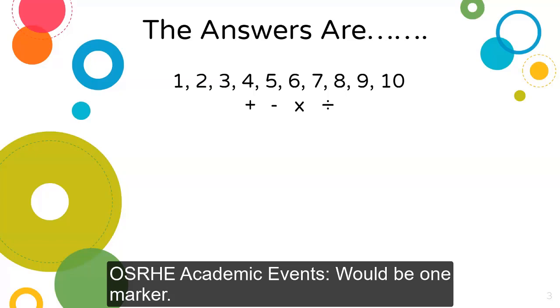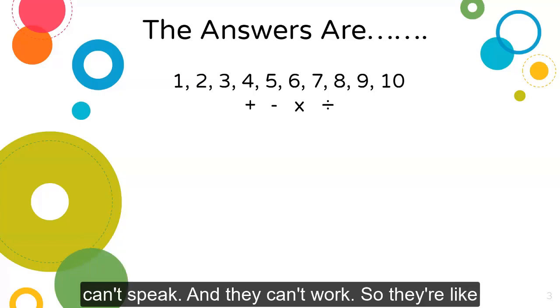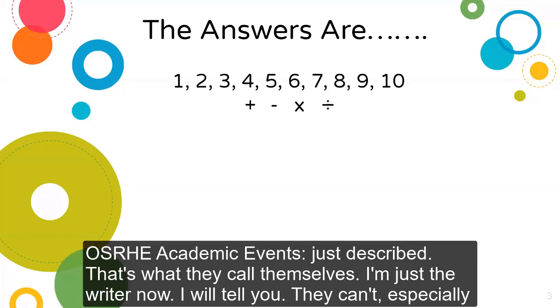Yeah, for sure. Okay, so rules in my classroom, because since we're not in a classroom, the rules in my classroom would be one marker. So there's one marker. The person with the marker cannot work the problem. They can't speak and they can't work. So they're just a scribe. That's what they call themselves.